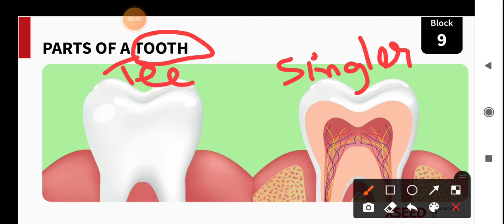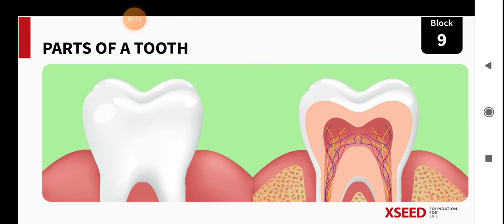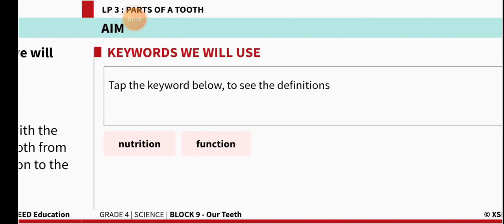So till yesterday you learnt about teeth, their arrangements, their different types and functions. Today you are learning about the tooth and its structure. And you know that the different teeth are fixed in the jaws, upper jaw and lower jaw. So which part is helping to fix them like that, and what are the different parts present in a tooth, we are going to learn in today's class. We'll see the keywords.